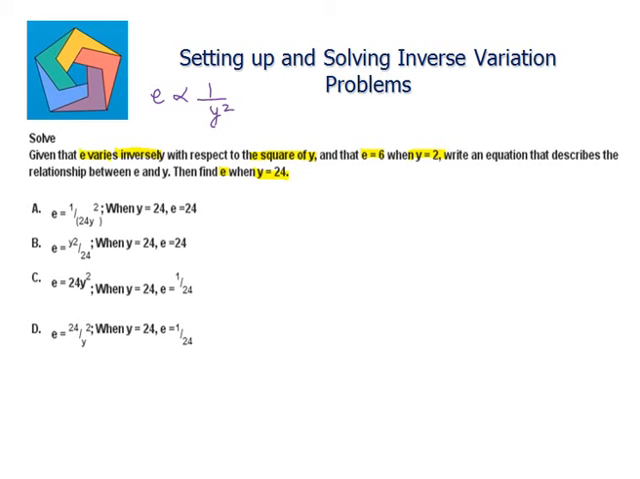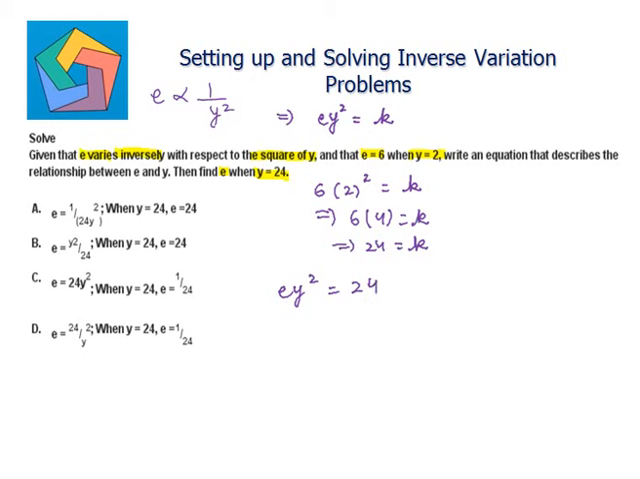So this implies my E times y square is equal to K. E is 6, y is 2. So 6 times 2 square is equal to K. 6 times 4 is equal to K. Implies 24 is equal to K. So we can say E y square is equal to 24. Or from here I can say E is equal to 24 by y square. This is the equation which represents the relationship between E and y.